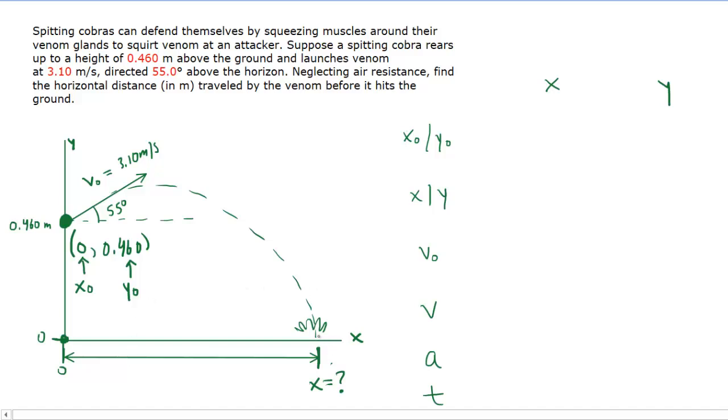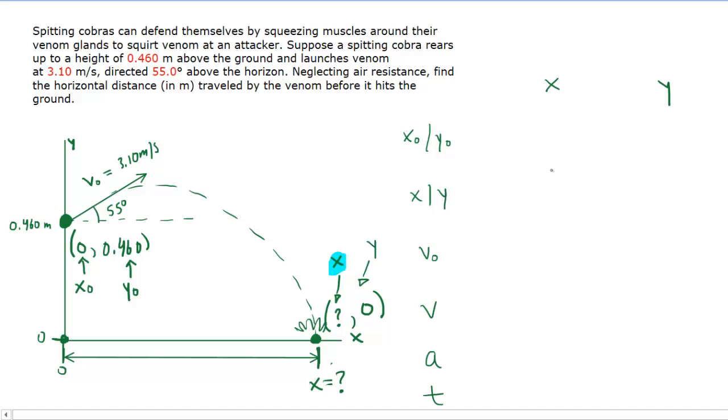Notice when the venom strikes the floor over here that the Y coordinate of that point is 0, because it's back at sort of ground level, so that would be 0 right there. We do not know the X coordinate though, and that's actually what we're looking for. So the goal in this question becomes to find this final X coordinate, knowing the final Y coordinate is 0.